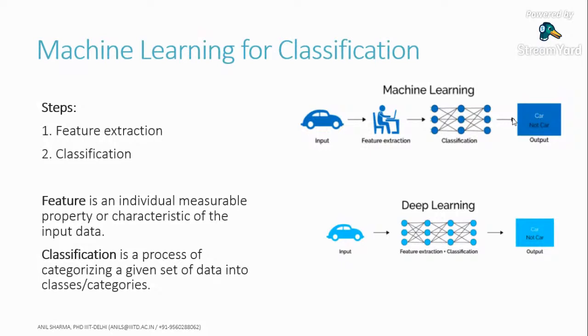In modern AI systems or machine learning systems, we don't do feature extraction manually. That means we just feed the input image to the deep learning based system, and it will automatically perform the feature extraction and classification for us, and it will directly give the output, that is whether it's a car or it's not a car.